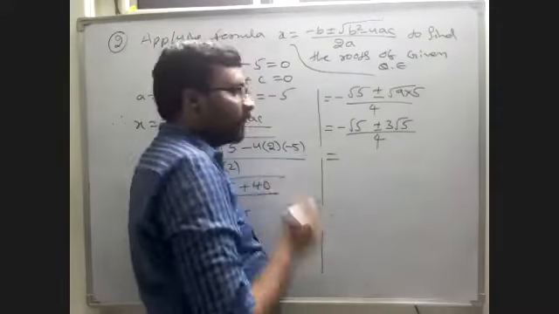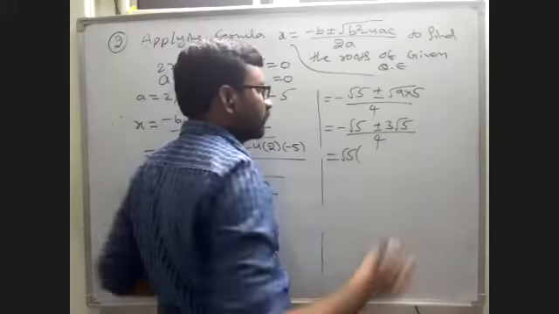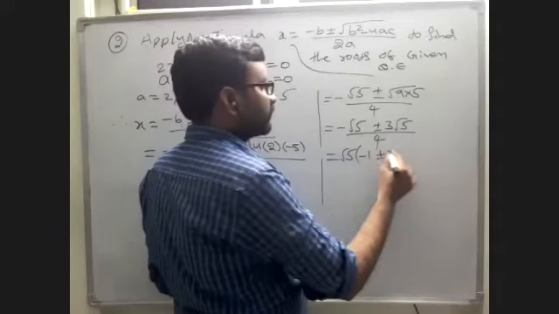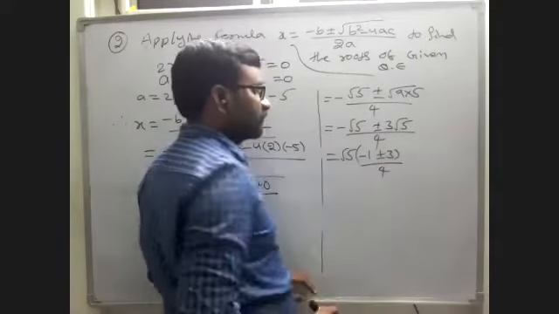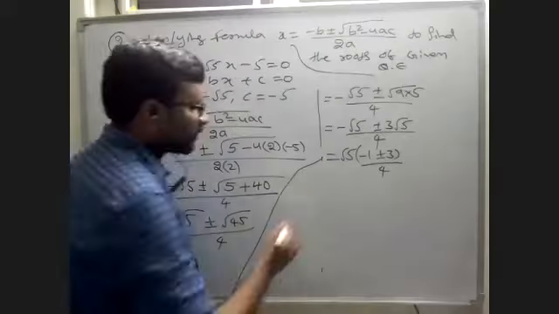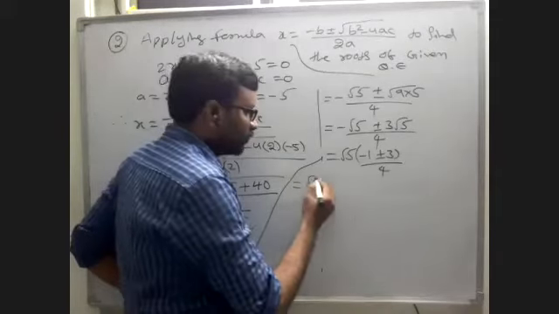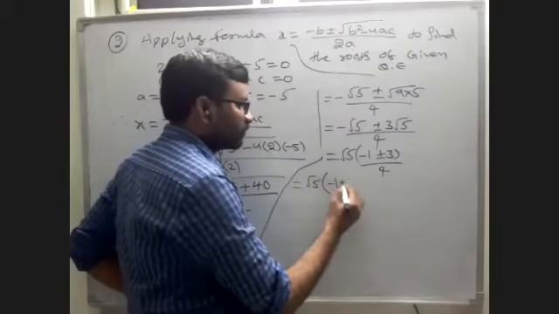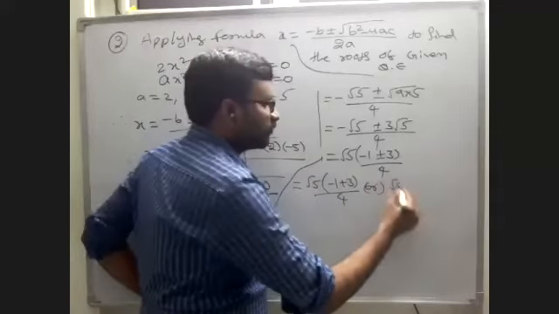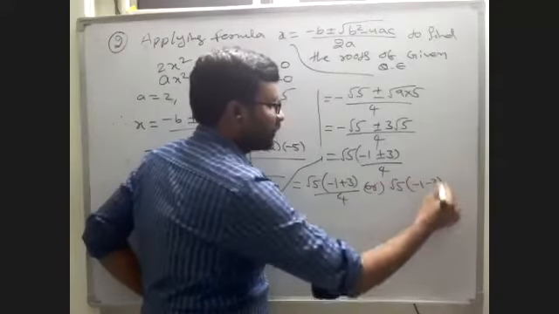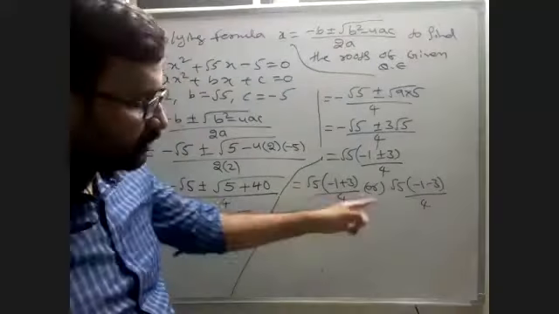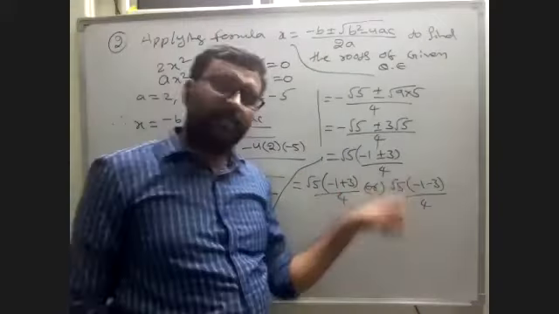Now we can take root 5 common, no? Yes, sir. Taking root 5 common here, minus 1 plus or minus 3 by 4. Now one root is what we can write. With plus 1 root, with minus 1 root we can write. I am writing with plus first. Root 5 into minus 1 plus 3 by 4, or root 5 into minus 1 minus 3 by 4. Understand or not understand? Yes, sir. Okay, with plus 1 root, with minus 1 root we are writing.